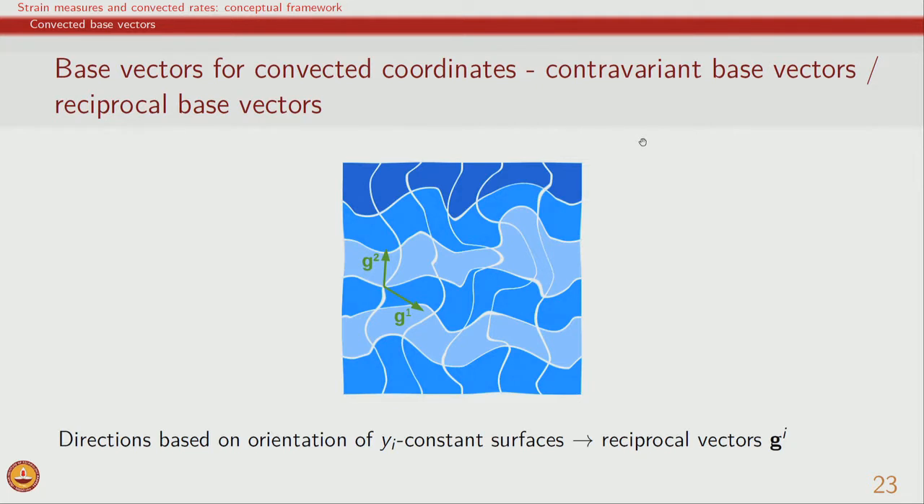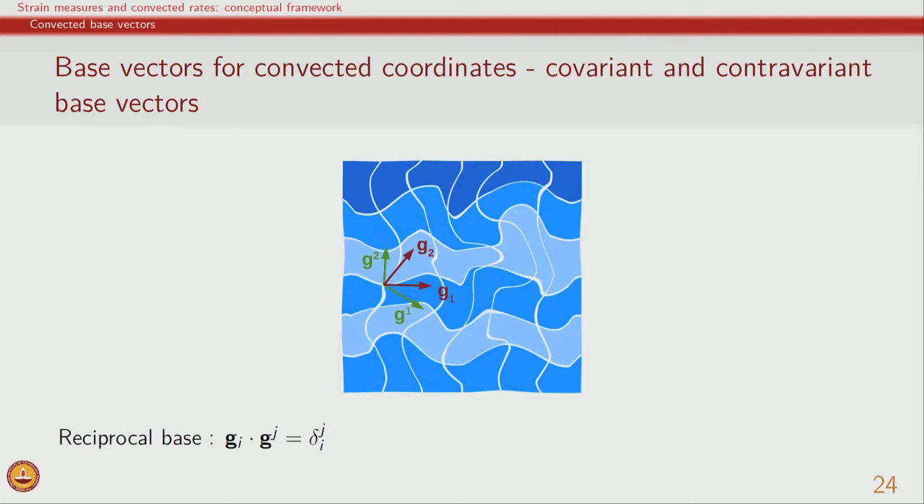So, if we look at both sets of vectors on the same graph, one thing we can notice is that one set of vectors are tangent. So, this g1 is tangent, and of course, the plane along which y2 changes is in the perpendicular direction. Therefore, g1 and g2 are perpendicular to each other. Similarly, g2 and g1 are perpendicular to each other. The reciprocal base is called so also because when you do a dot product of gi dot gj, it is the same as the Kronecker delta.